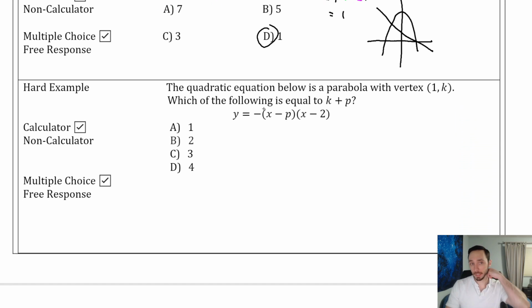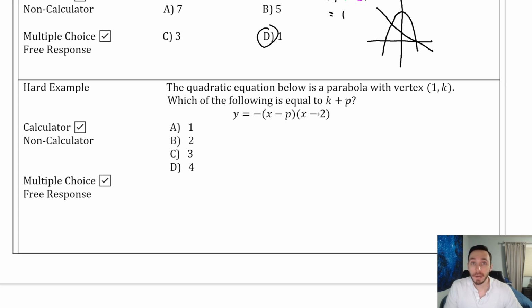Okay, this one maybe we can use a graphing calculator on, but it can also be done algebraically. This one's going to be a little involved. So the quadratic equation below is a parabola with vertex 1, comma k. Which of the following is equal to k plus p? So I have this, oh boy, all right, so some work's ahead of me. I have this in intercept form: negative quantity of x minus p times x minus 2.